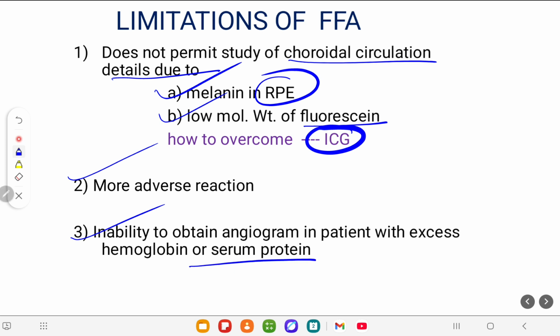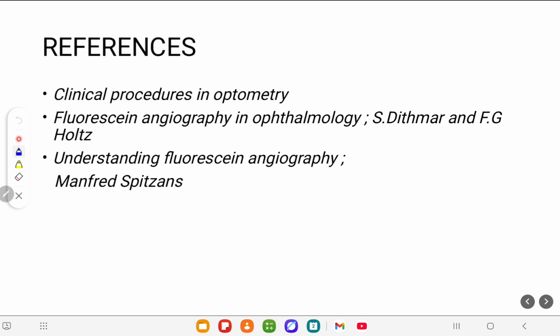In the choroidal study, I'll talk about one or two slides in the next video on the difference between FFA and ICG. So that's it for today. We will discuss this slowly in the fourth video of FFA.